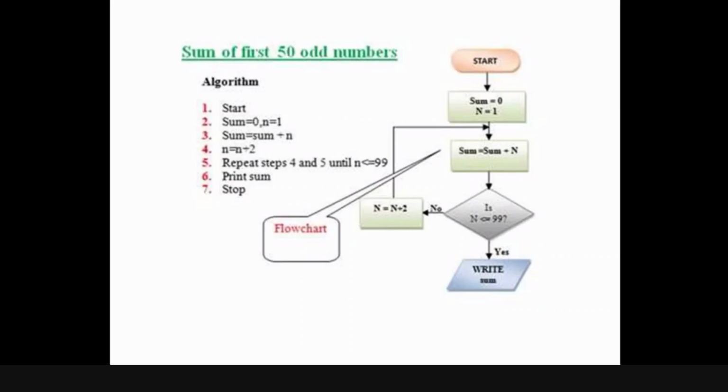So what have you done? You have taken two variables, n 1 से शुरू किया, plus 2 करते जाना है, and when you do plus 2 it means you are taking the odd numbers, jumping in odd numbers 1 3 5 7, और उसी के लिए आपने sum is equal to sum plus n कर दिया है. तो sum plus n जब जितनी बार आप करते जाएंगे, you can see the flowchart.